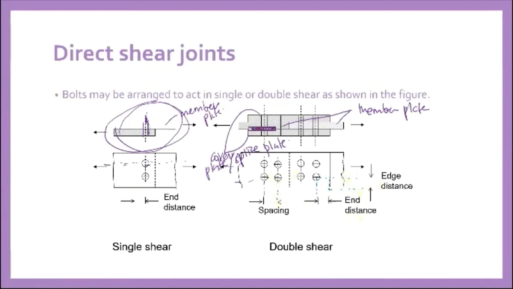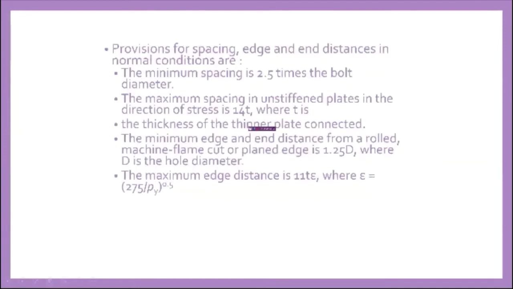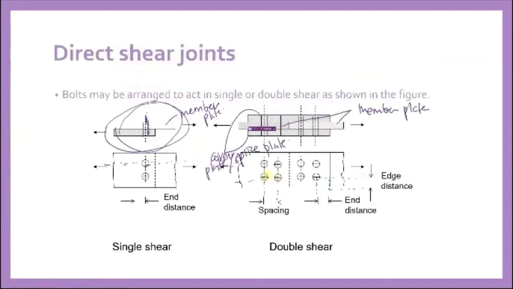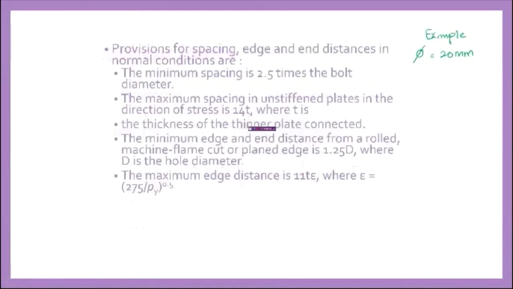When you design, you must know the provisions for spacing, edge and end distance in normal conditions. The minimum spacing is 2.5 times the bolt diameter. Let me give an example. You have a bolt of size 20 mm. For minimum spacing, looking again, spacing is from the centroid of the first bolt to the centroid of the next bolt. It cannot be less than this value. Spacing should be 2.5 multiplied by the diameter of the bolt: 2.5 times 20 gives 50 mm. Spacing cannot be lower than 50 mm. If you put 45 mm, it is not allowed. It must be at least 50 mm.